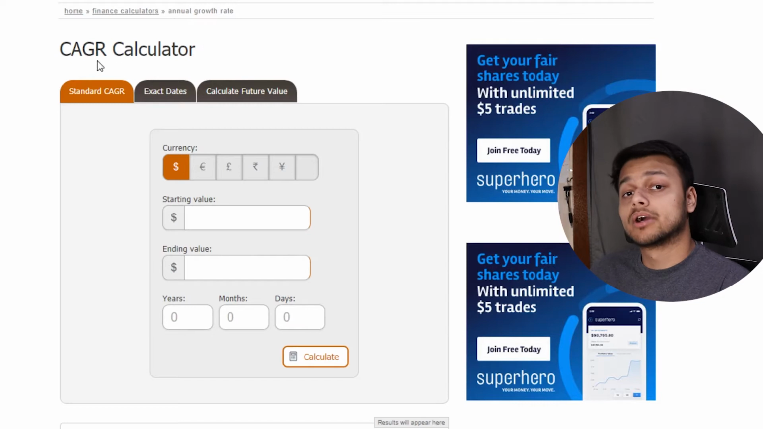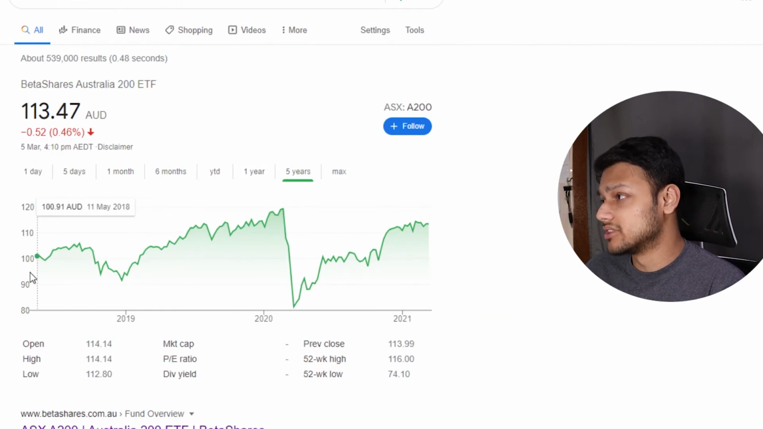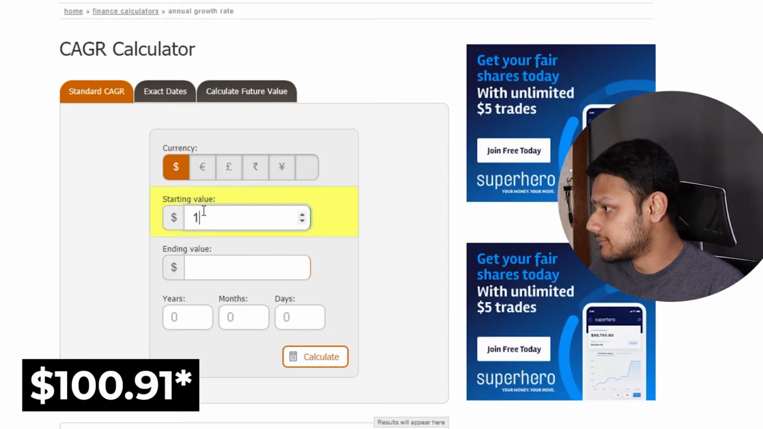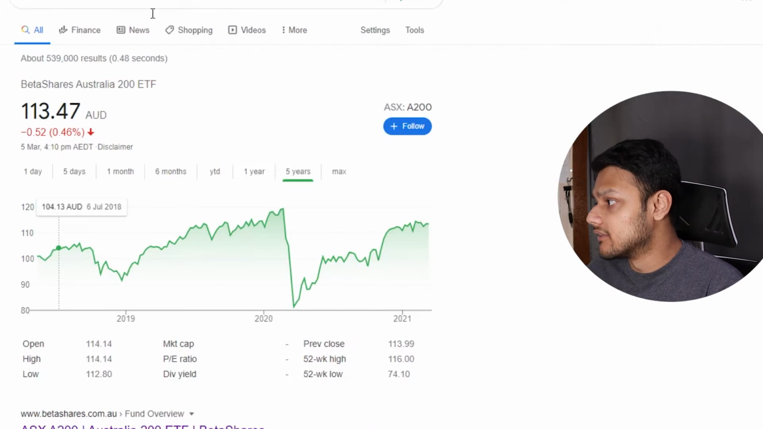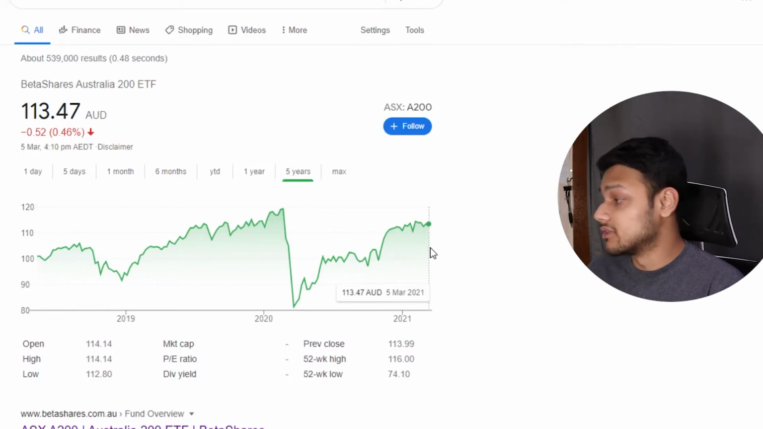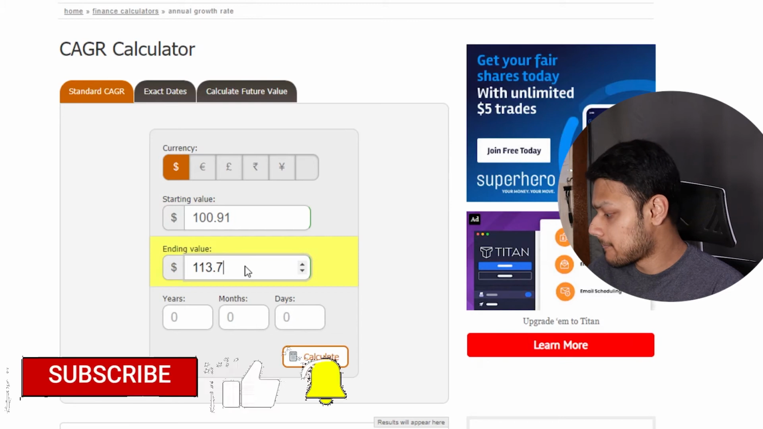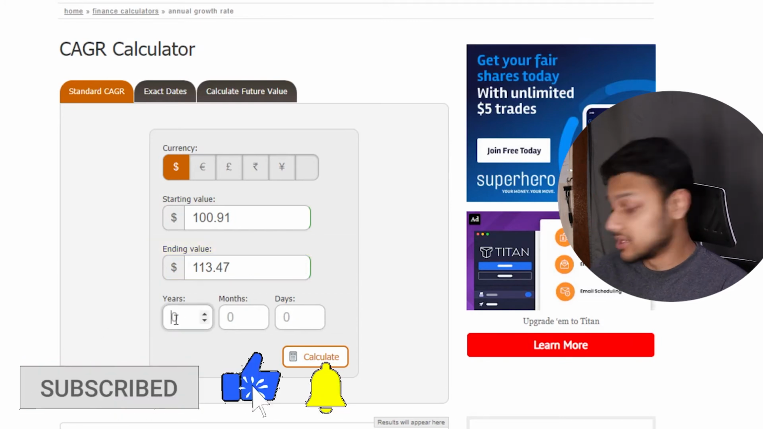Now, this is a compounded annual growth rate calculator, or the CAGR calculator. The starting value is going to be $191, so let's just put that in. And the value of the ETF 3 years later, not 2, sorry, my bad. So the value of the ETF roughly 3 years later is 113.47. So let's put that down. And in the years, we're going to put 3 years.